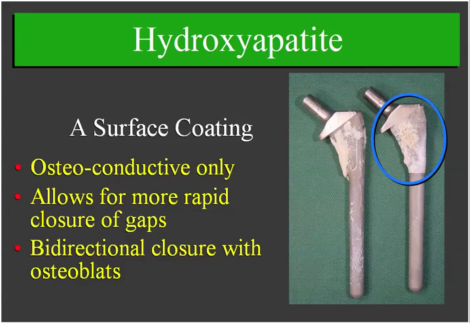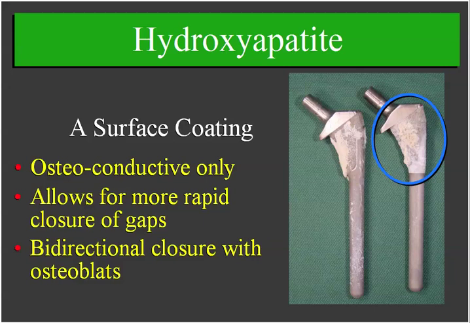Going on to hydroxyapatite, this was seen in trainings multiple times this year and previous. It is osteoconductive only, not osteoinductive. Here's the test question. It allows for more rapid closure of gaps. So what happens is that when you put these implants in, some of the osteoblasts like that surface. Osteoblasts stick to the hydroxyapatite surface, and then you have bidirectional closure of gaps.